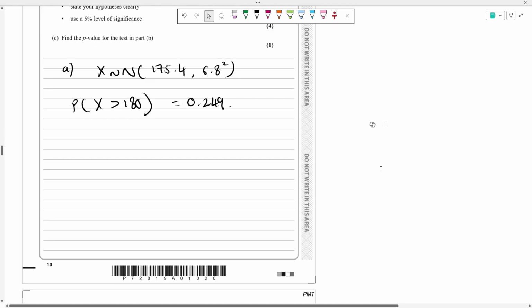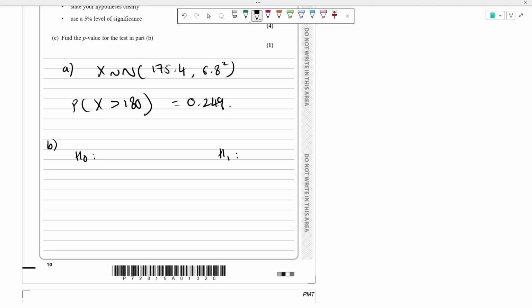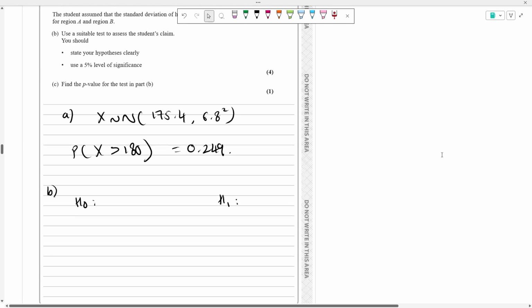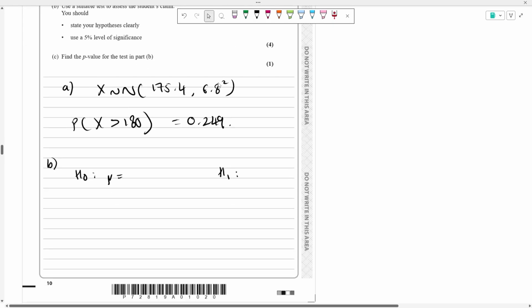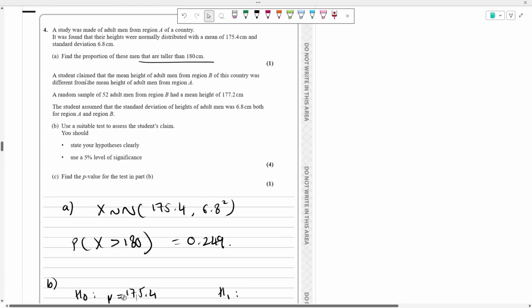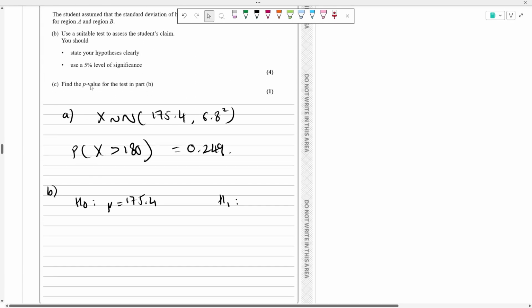Okay, so for part B, first thing we're going to do, exactly the same thing as our binomial one, is write down H0 and H1. Well, the student claimed that the mean height of adult men from region B of this country was different from the mean height from A. So our null hypothesis was they weren't different, they were actually the same mean heights, which was going to be 175.4. That's going to be our null hypothesis. Our alternate hypothesis, this is the actual argument he's making, is that they are different. So we're going to say mu is not equal to 175.4.